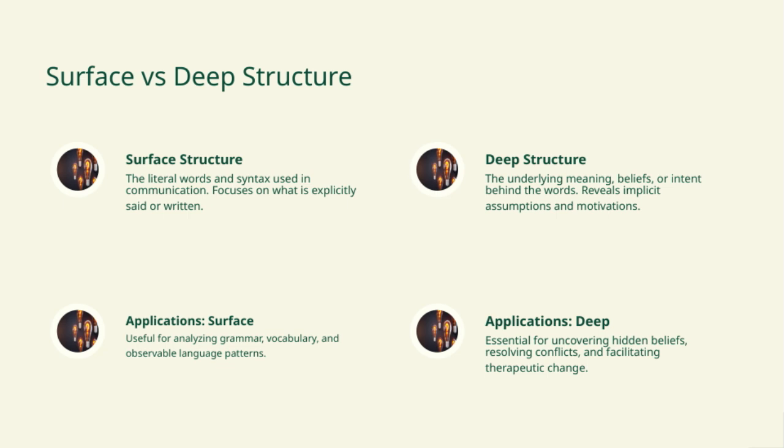Now, to really understand communication, we need to distinguish between deep structure and surface structure. Deep structure refers to the underlying meaning, beliefs, or intentions behind the words. It reveals implicit assumptions and motivations that might not be immediately obvious. Surface structure, however, is simply the literal words and syntax used, the actual language we see on the surface. It's focused on what is explicitly said or written.